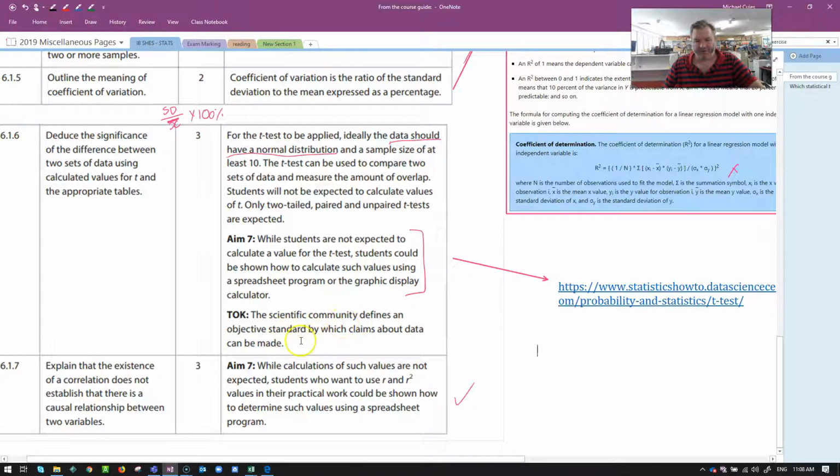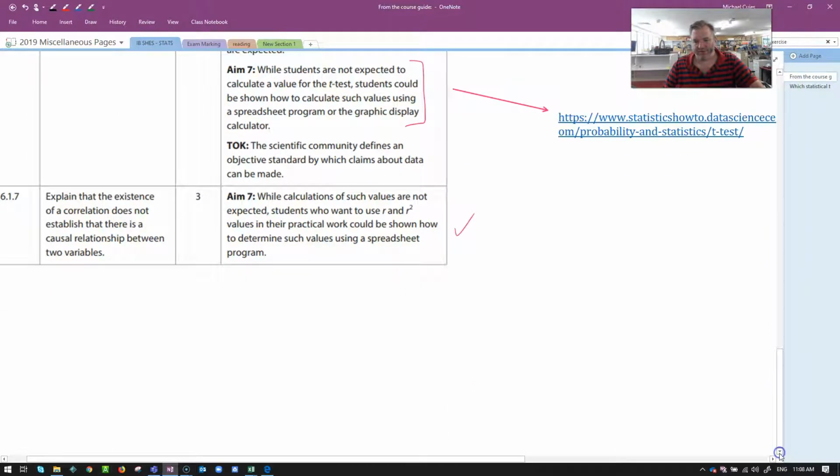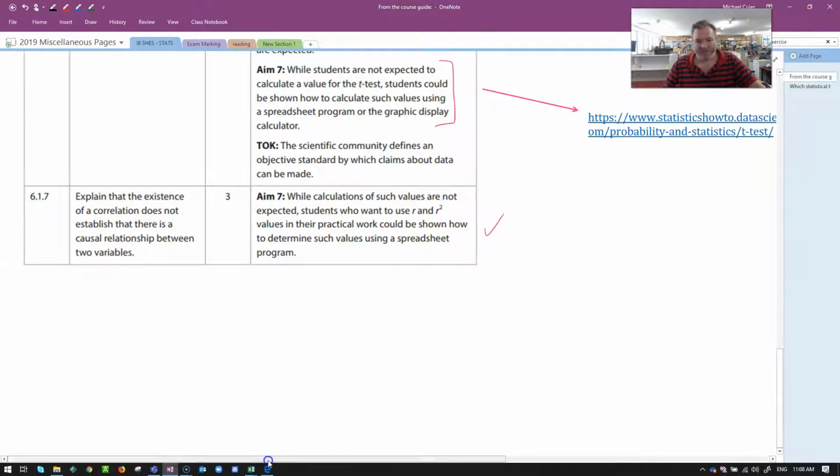The scientific community defines an objective standard by which claims about data can be made. That's a talk link there. So that's just talking about why it is that we use an alpha of 0.05, or an alpha of 0.1 or 0.01. It really depends on the situation. How certain do you need to be that you're not making an error and saying there's a relationship when there isn't? Probably with sports, you don't need to be so precise. If it was a drug with massive side effects, you might want to be pretty sure you're right. So that's when we might use an alpha of 0.01 or something like that. Alpha being the possibility that I'm rejecting a null hypothesis that is actually true.